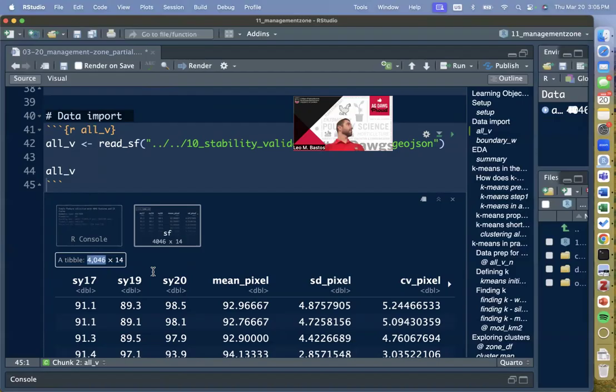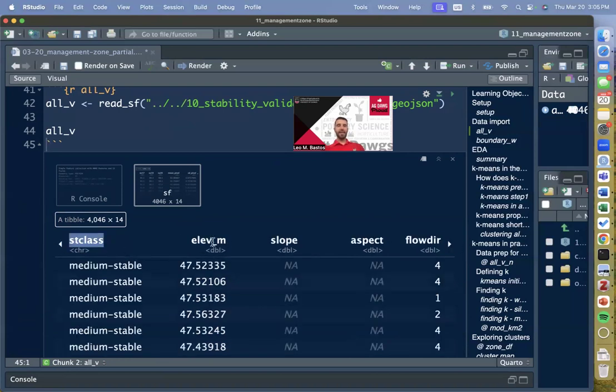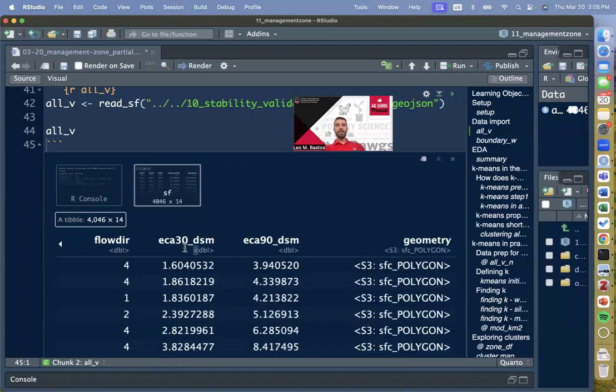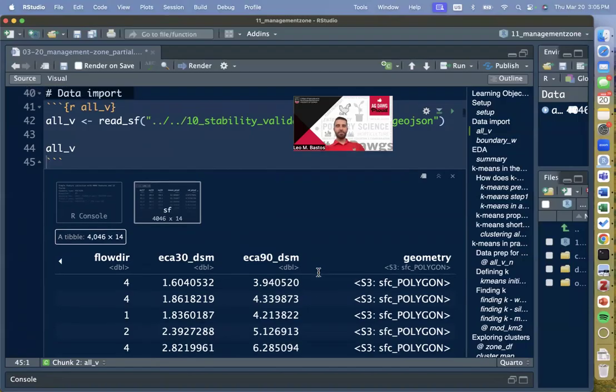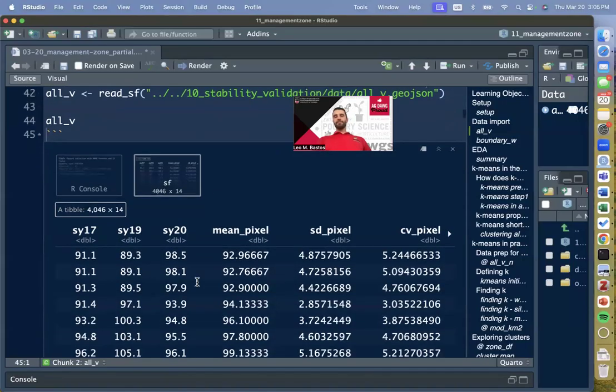You have a different number because again, it comes from the interpolation, which comes from the grid, which comes from the boundary, and each of us has a slightly different version of that. And then it has all those variables: the standardized yield for 17, 19, 2020, mean pixel, ST pixel, CV pixel, the ST class, elevation, slope, aspect, full direction, and then ECa, shallow and deep. So this was the object where we merged all these layers in the previous exercise.